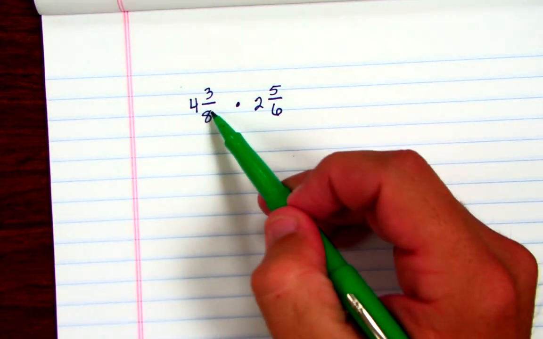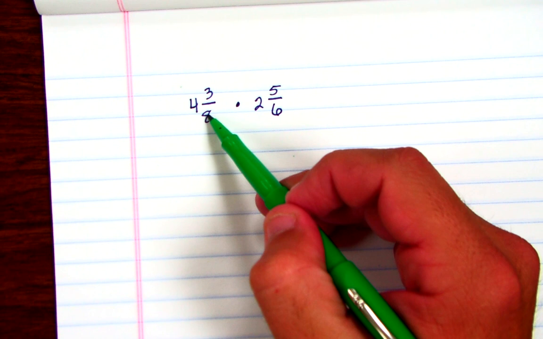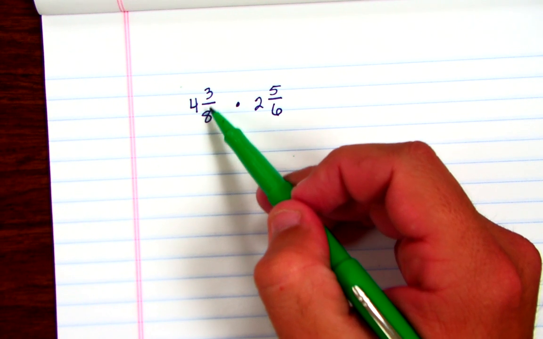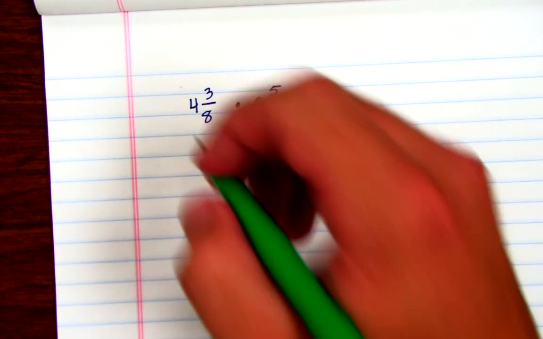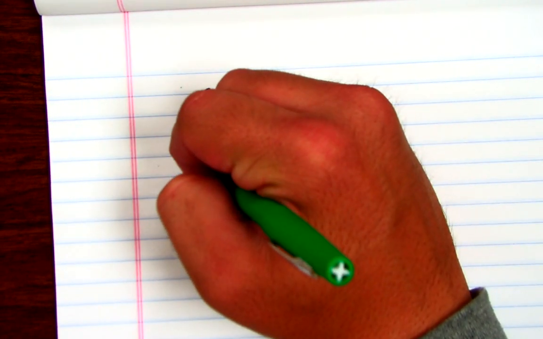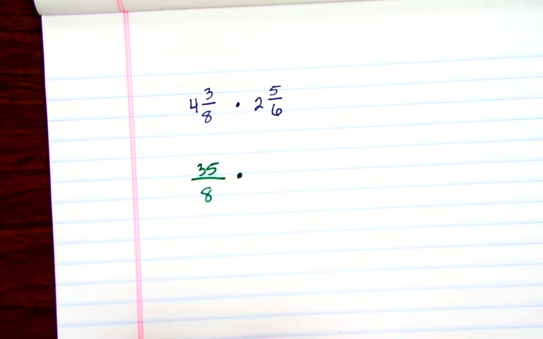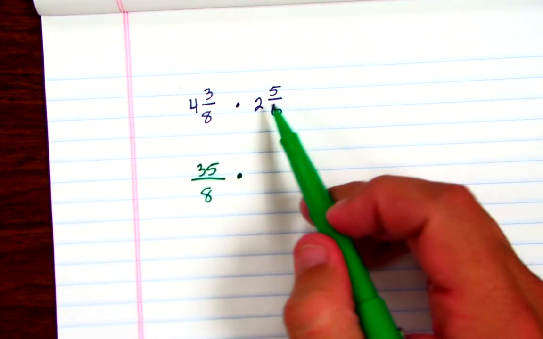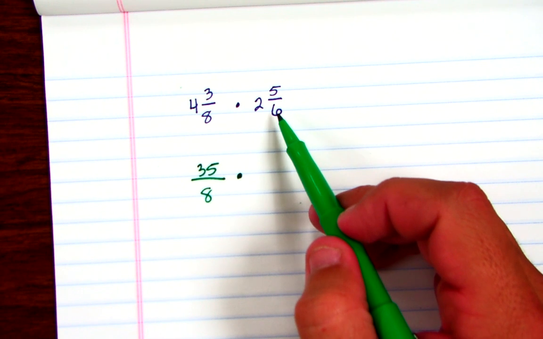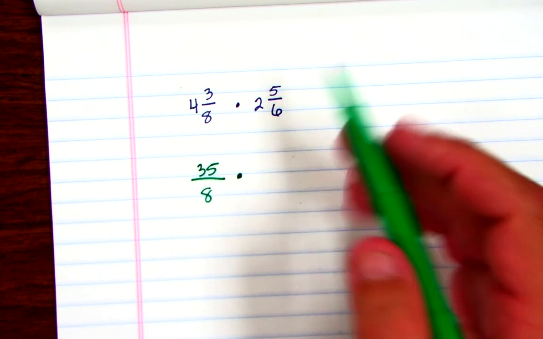4 times 8 is 32. 32 plus 3 is 35. 2 times 6 is 12. 12 plus 5 is 17.